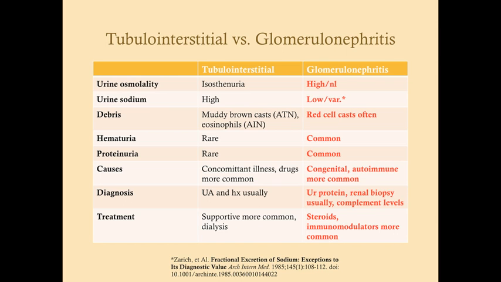The causes of glomerulonephritis tend to be autoimmune or congenital, and the diagnosis is going to be urine protein, renal biopsy, and sometimes we're going to need to get complement levels. The treatment for glomerulonephritis is going to be steroids and sometimes immunomodulators, unlike in tubulointerstitial disease where the treatment tends to be more supportive and dialysis. So that's a broad comparison between tubulointerstitial diseases and glomerulonephritis.